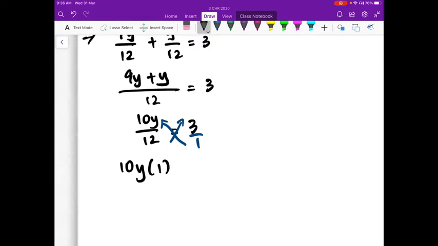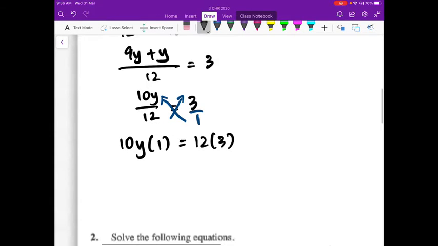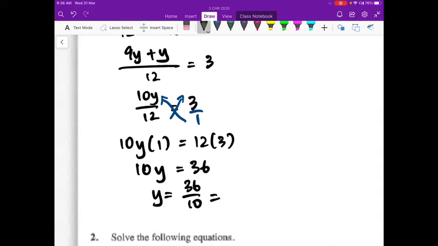10y times 1, which you didn't need to write, equals 12 times 3. So 10y equals 36 and y equals 36 over 10, leaving us with 3.6, or you can write it as a fraction, which is 18 over 5. Same.